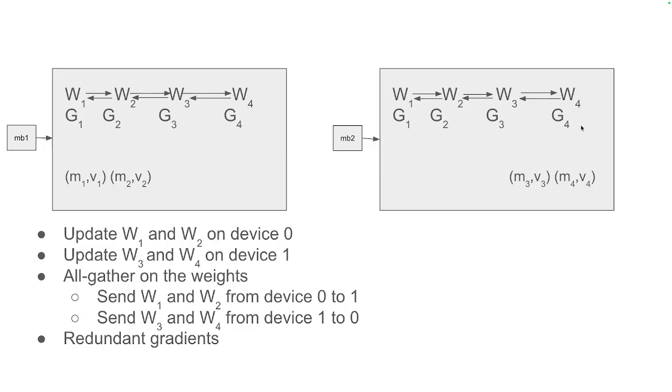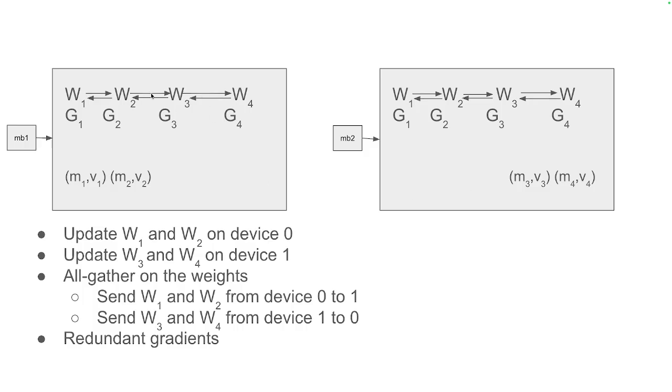Here also G1 up to G4. Now in this GPU, you only have optimizers M1, V1, M2, V2, so you can only update W1 and W2 here. And here you only have optimizers for M3, V3 and M4, V4, so you can only update W3 and W4. So you update W1 and W2 on device 0 and W3 and W4 on device 1.